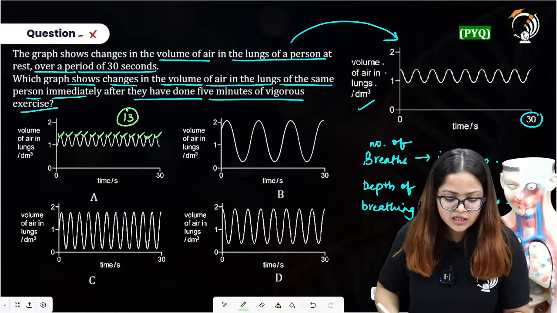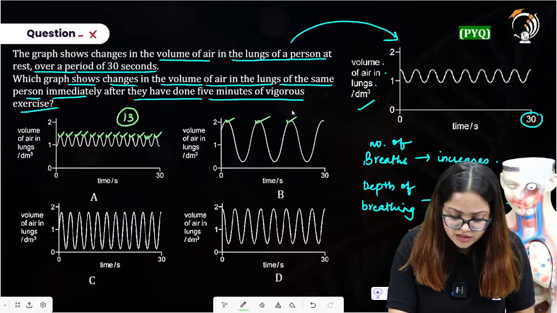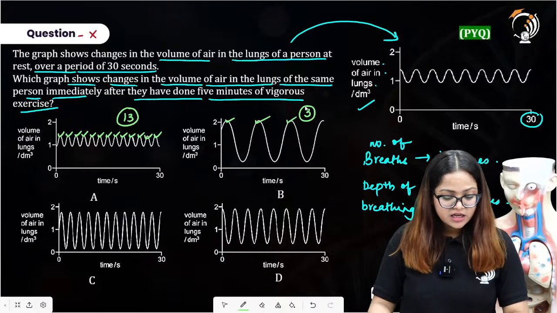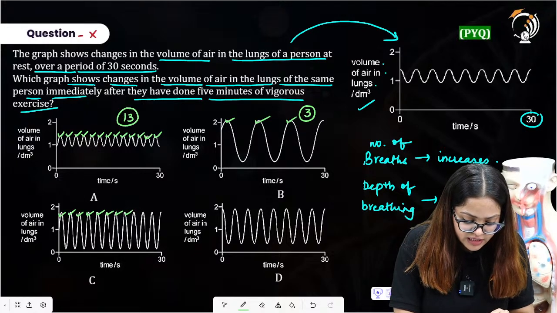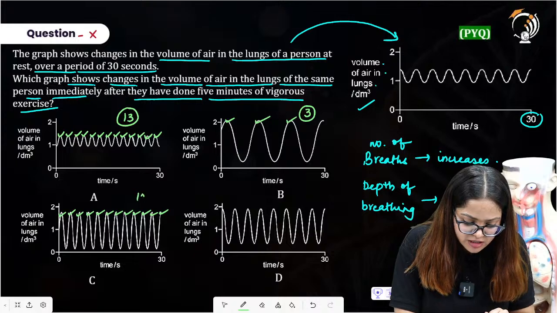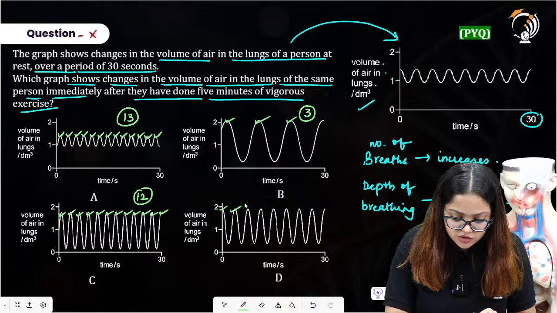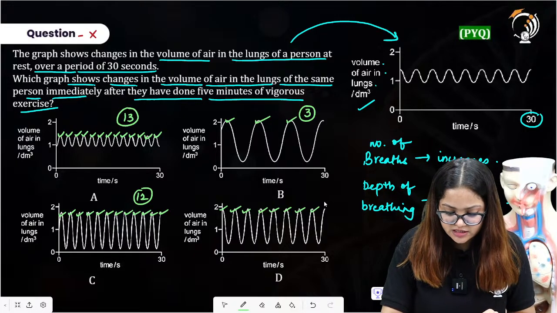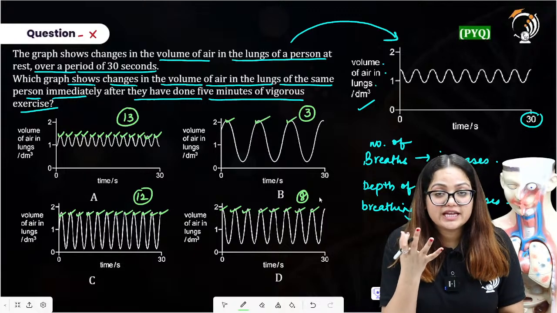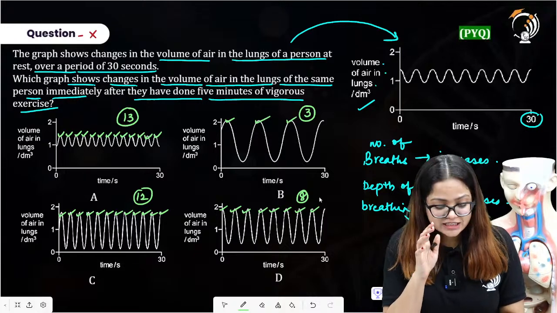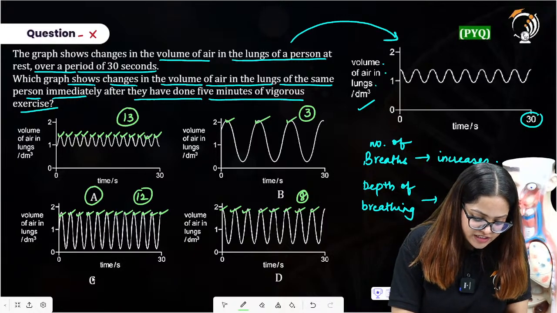Understood? Now, the number of breaths in option B is approximately 3 breaths. In option C, we have approximately 12 in 30 seconds. And in option D, we have 8 breaths. So which graph is representing a high number of breaths in 30 seconds? Ultimately, it is going to be the battle between option A and option C.